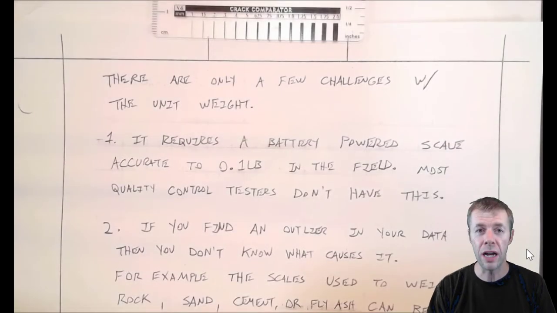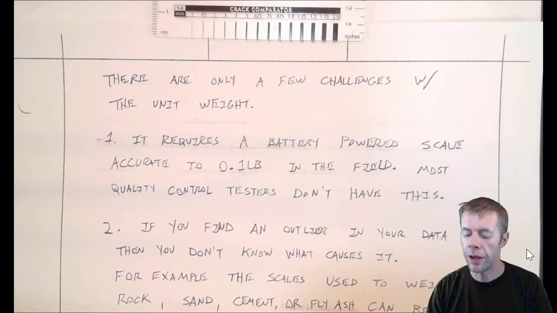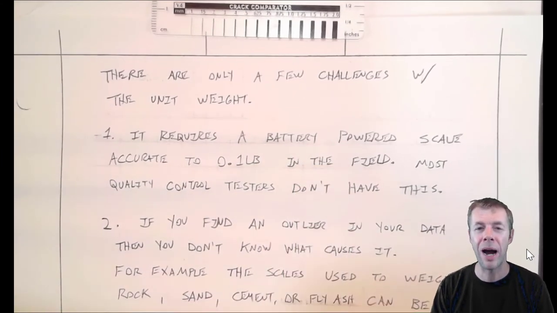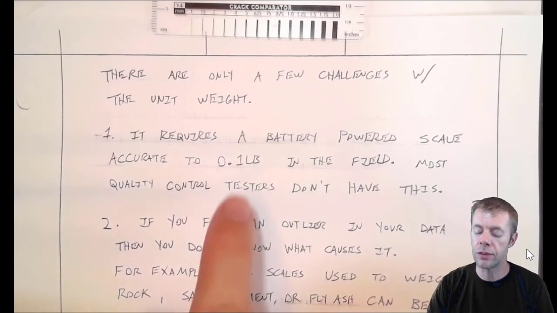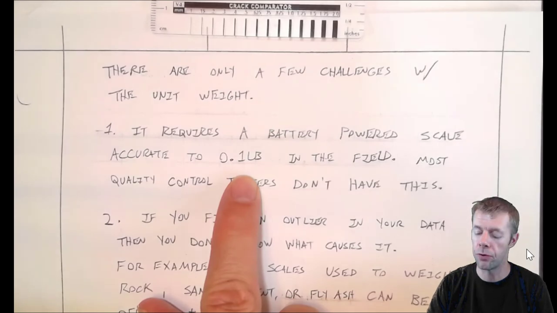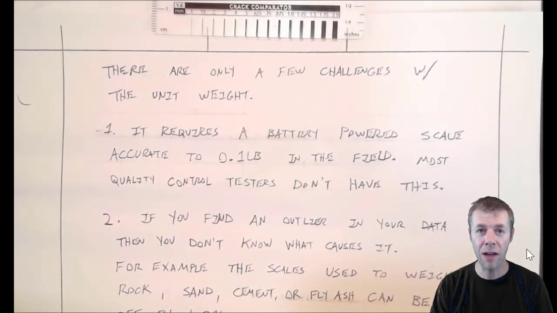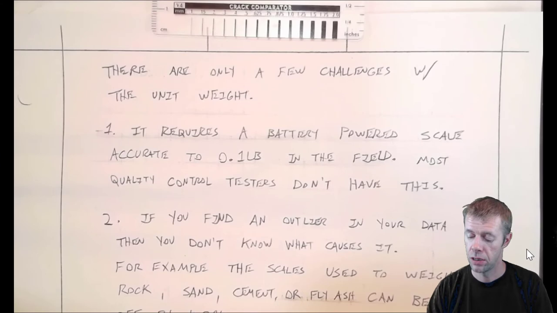With the unit weight test, there's only a few challenges with it. Number one, you usually have to have a battery-powered scale in the field. It also needs to be accurate to about 0.1 pound, okay? And most quality control testers don't have this. Now, why? I don't really know, because this test is great. I think everyone should have this.